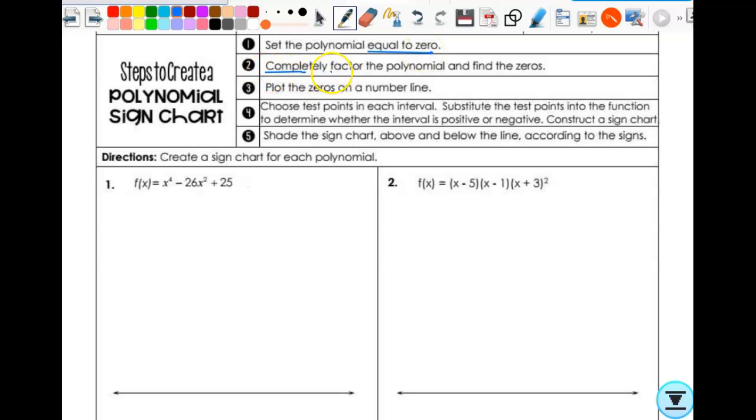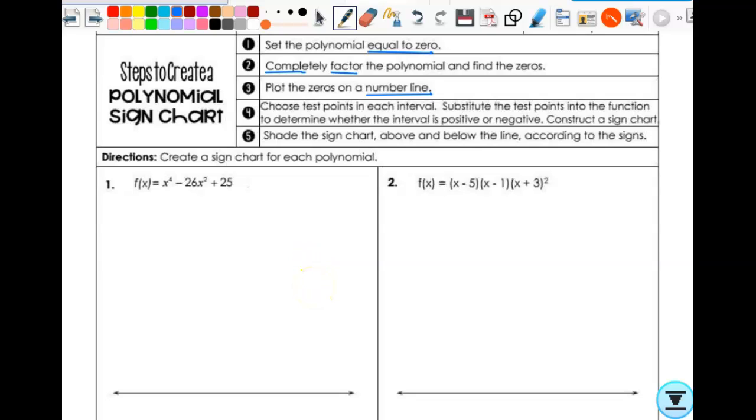We have to completely factor. So 2 things there. You have to know how to factor, and you have to know what completely factor means. Some of you that can factor don't completely factor even when you're told to do so. So I'm not sure if that's because you don't think you need to or you don't know what it's asking you. Then we're going to plot the zeros on a number line. We can do that. That's super easy.